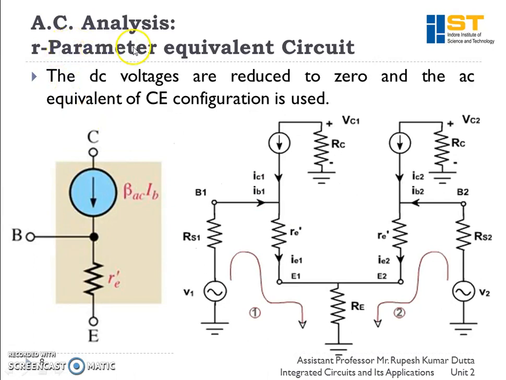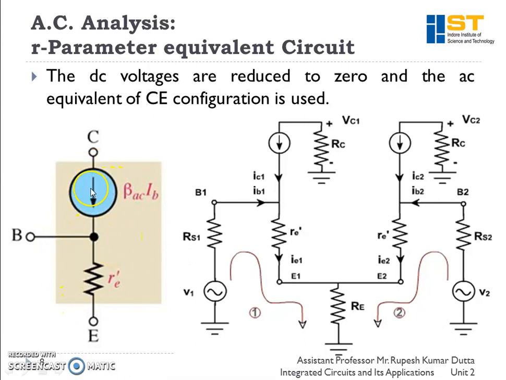Now AC analysis. To get the AC analysis of the transistor, the first thing we have to do is ground the DC supplies. And for calculating the AC analysis, we have to take the r parameter equivalent circuit of the transistor. In the r parameter equivalent circuit of the transistor, we have to replace the transistor with this circuit.